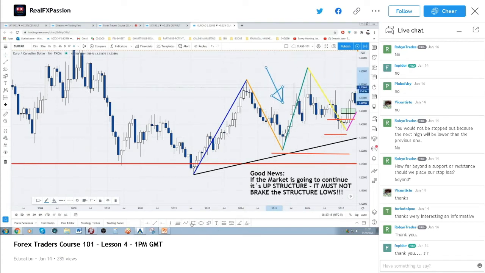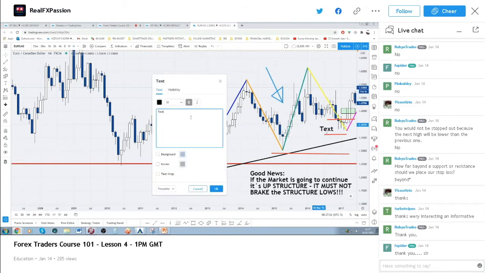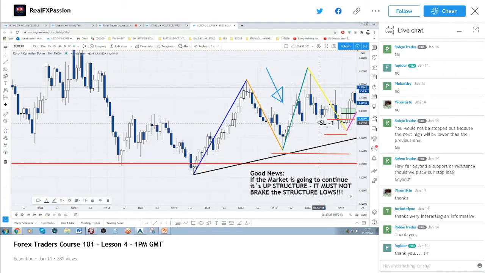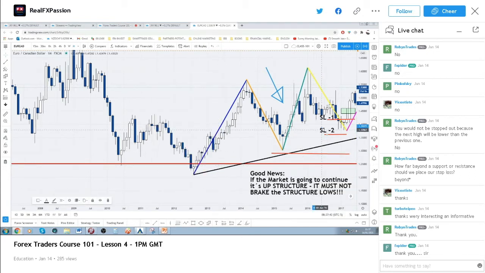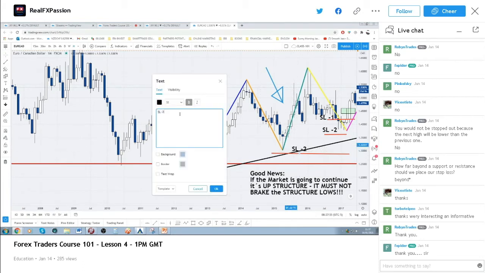Let's make a poll, everybody. What do you say? Which is the safest stop loss place? So stop loss number 1 is going to be this red one up in here, and clone stop loss number 2 would be here, and clone one more time, and down here stop loss number 3. Click, stop loss number 3.